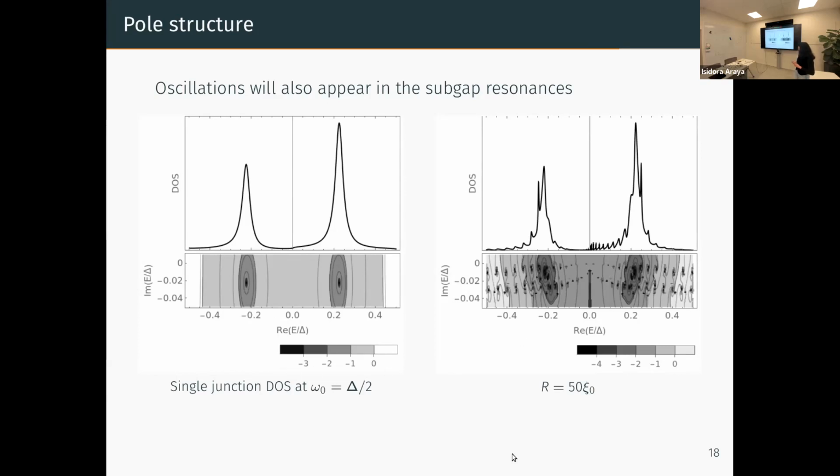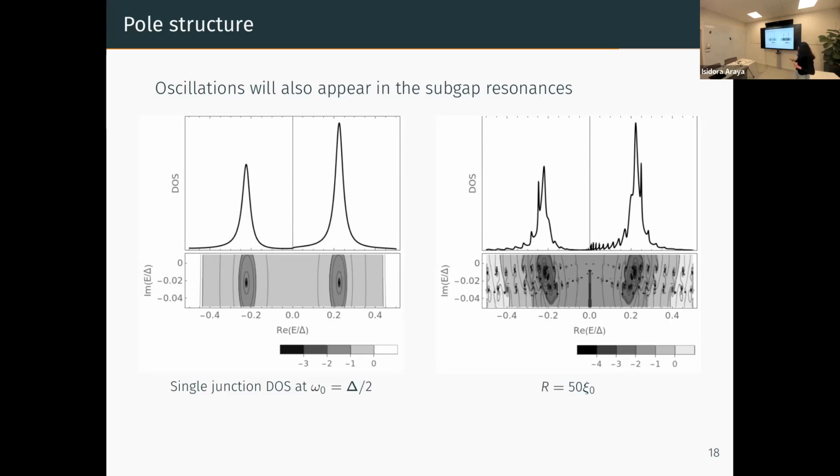And now I look at 50 psi 0, just for illustration. What I see is that I still have the same resonances, but then I have superimposed oscillations on them. It's quite funny because we were actually studying the poles first, and we saw this proliferation of poles. We didn't really know what was going on. But then it turns out that in the density of states, all these poles just translate as oscillations.